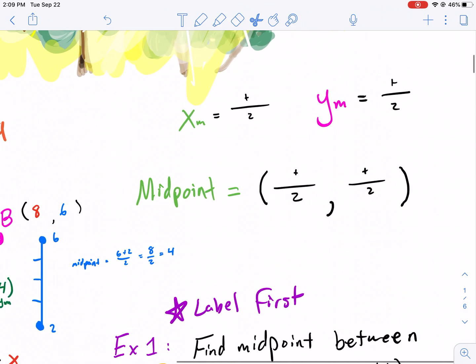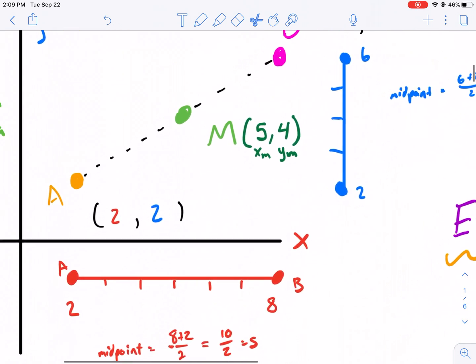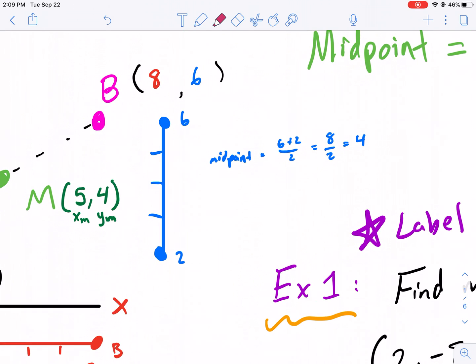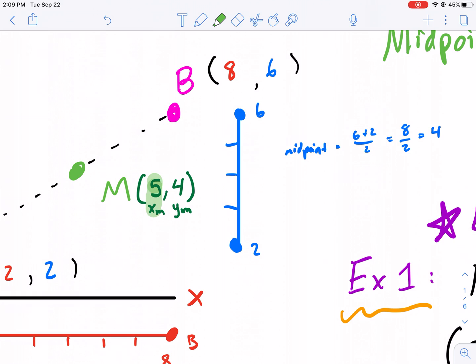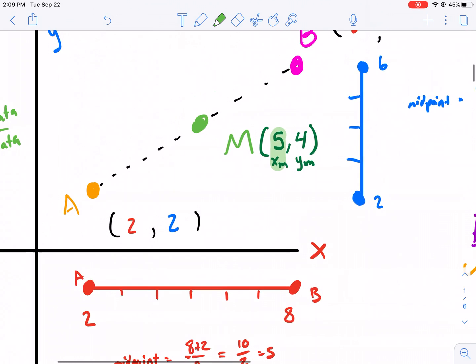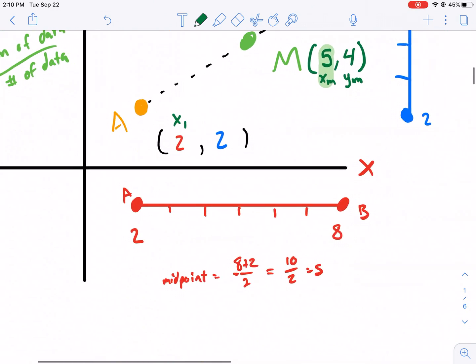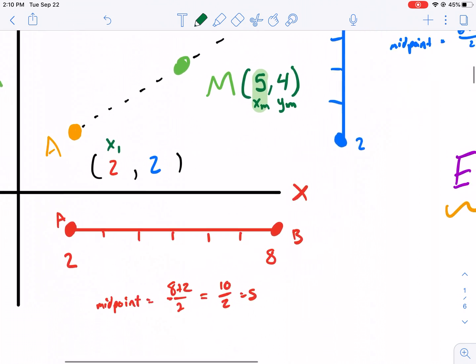Okay, now let's review. What did I do with my xm and ym? Well, the first thing I did is I took for my horizontal distance, for my x value here, this is the first one we're doing, and let's make this light green right here. So for this point, I took my first x value, we'll call this x1, I added to my second x value, and then divided by 2, as it's demonstrated here. I added x1 plus x2, and I divided by 2, and that gave me 5.